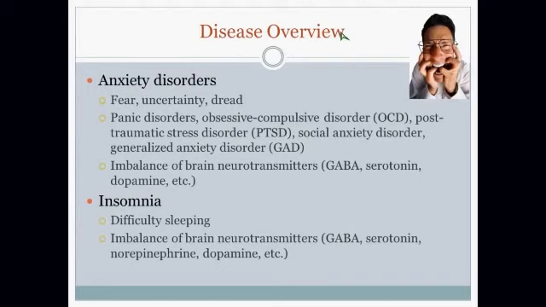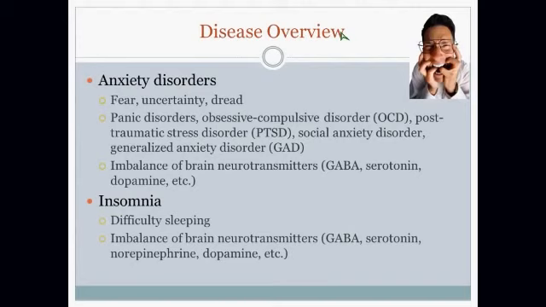Social anxiety disorder, people can become extremely anxious in social situations. And then general anxiety disorder, that's just a general exaggerated worry and tension about everyday living and things that one encounters on a daily basis. So the neurotransmitters involved here are GABA, serotonin, and dopamine, among others. So those are the ones we'll focus on.